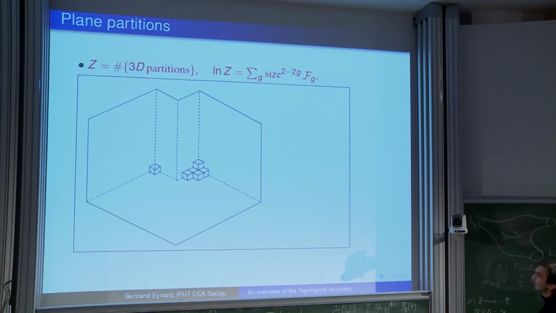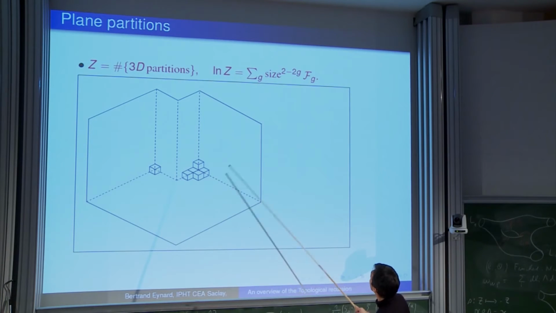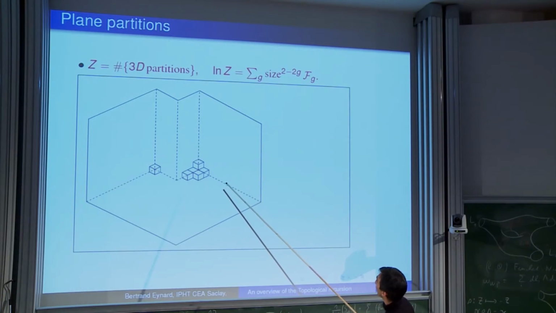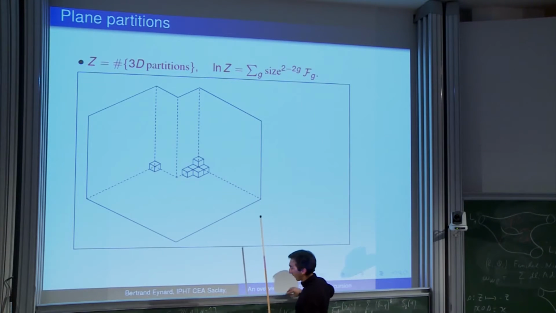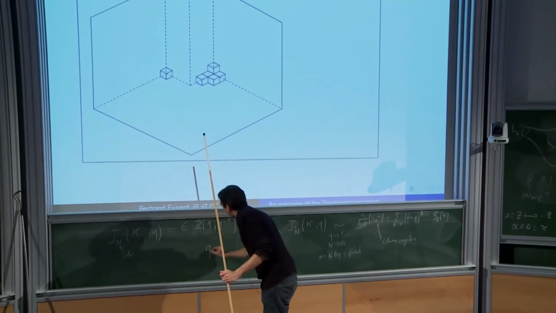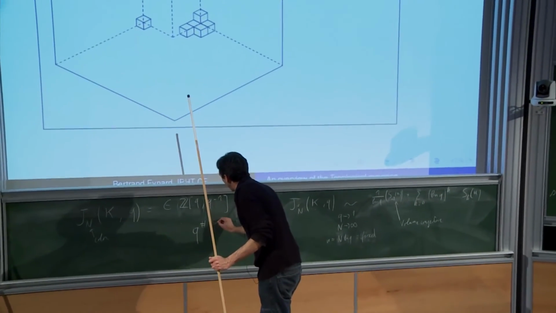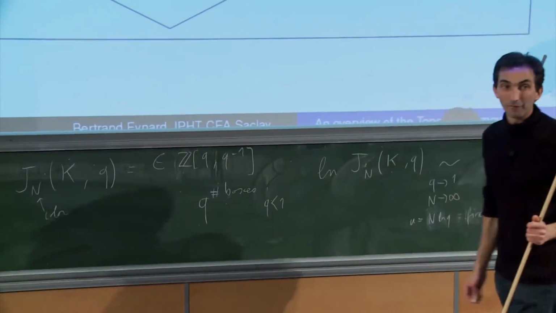So it's a statistical physics problem, or a combinatorics problem. The weight you put on a configuration is just the number of boxes. Let's say you have a parameter q, and the weight is q to the power of the number of boxes, with q smaller than 1.